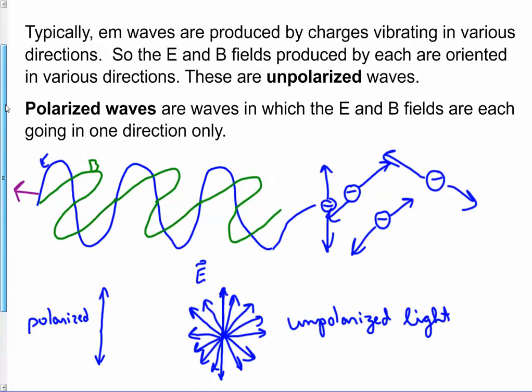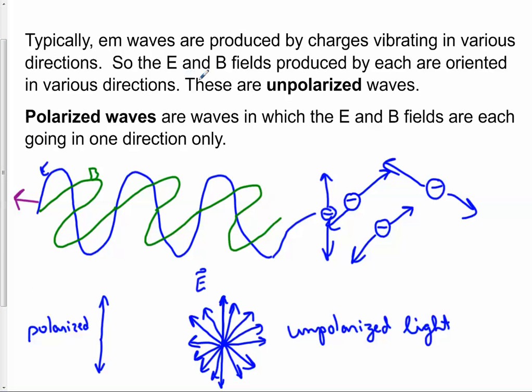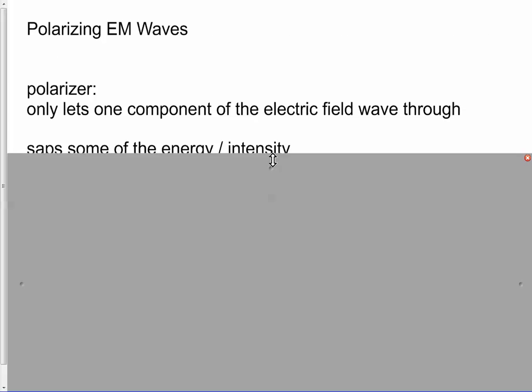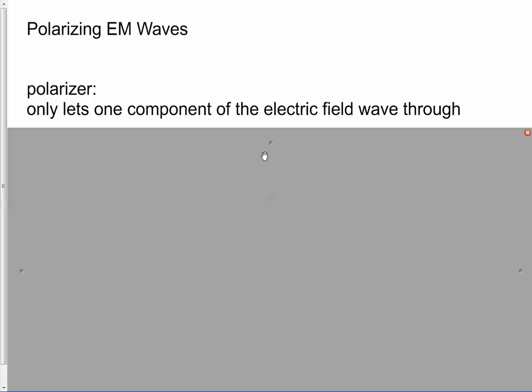Okay, so that's what I have written up here. So E and B fields produced by each are oriented in various directions. These are unpolarized waves. Polarized waves are waves in which the E and B fields are each going in one direction only. Okay, so you can make polarized waves from non-polarized waves. Also, you can change the direction of polarization even if it's already polarized.